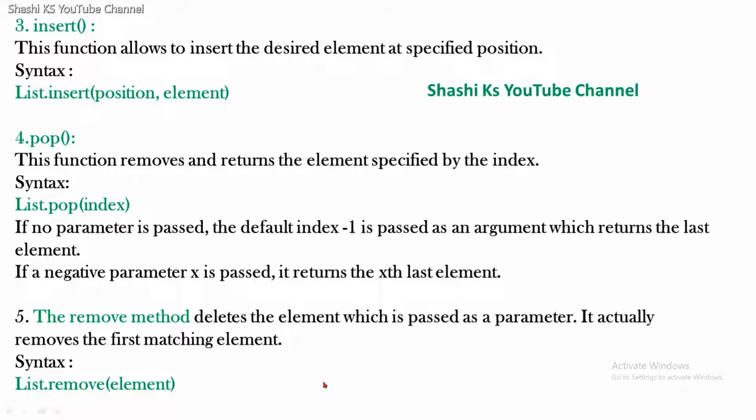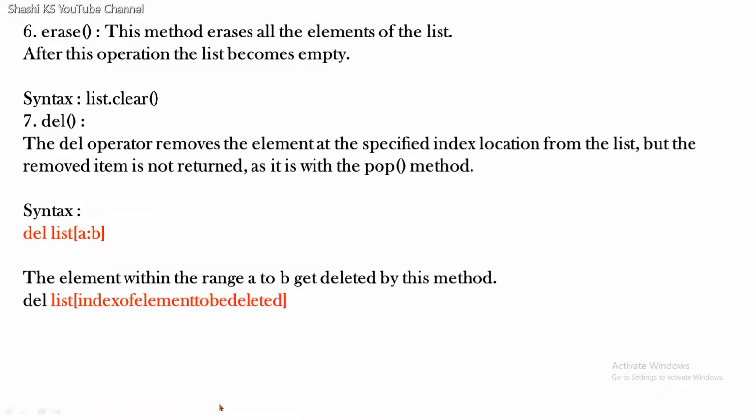Next is the remove method. A remove method will delete the element which is passed as the parameter. So here you will be mentioning the element name and deleting the element, and it will remove the first matching element. So syntax is list name dot remove and then the element name. In pop, you delete by specifying the index of the element, and in remove, you specify the element itself.